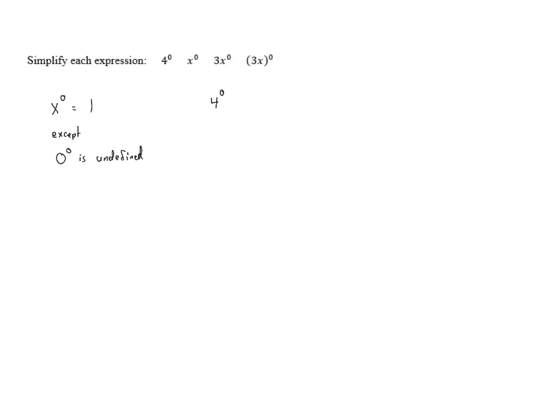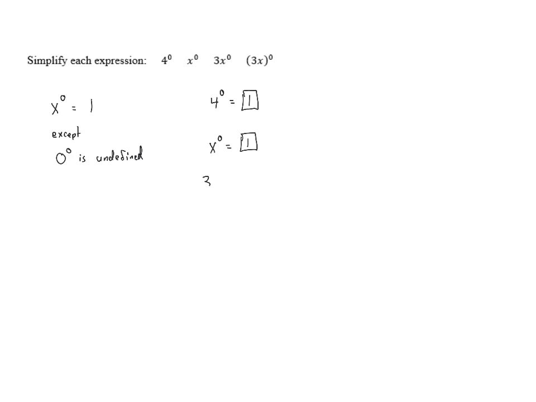Let's look at 4 to the 0 power. Well, if we take 4 and raise it to the 0 power, that just becomes 1. All right. The next example is x to the 0 power, which we've just seen is equal to 1. We will just assume here that x is not 0, because 0 to the 0 is undefined. So there we've got x to the 0 is 1.